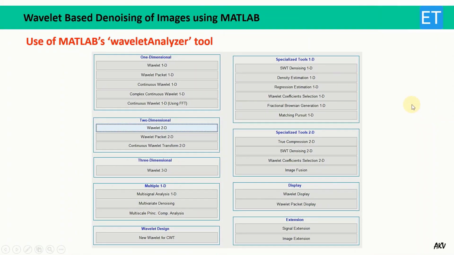And now let's see the MATLAB waveletAnalyzer tool that can be used for denoising. So when you execute waveletAnalyzer on the command prompt, you will get this window, and in this window just locate the two-dimensional option. So this is two-dimensional, Wavelet 2-D, just press this Wavelet 2-D button. So you will get a window where you can choose your image, and then you can do the denoising. So let's see this in MATLAB. So let me jump to the MATLAB.